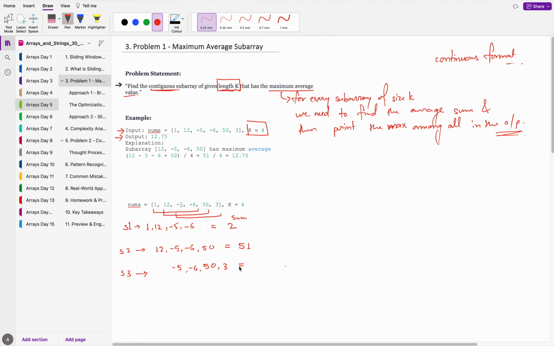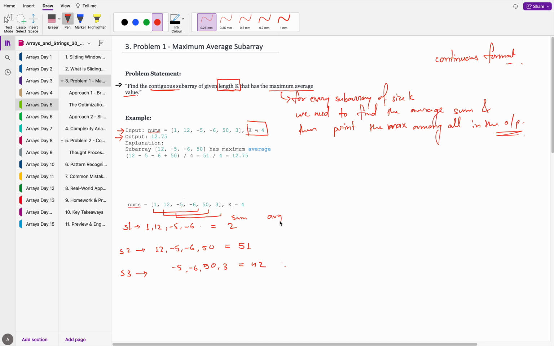Here the sum would be minus 11, and 50, and 3, so 53 minus 11, 42. Correct? The sums would be there.